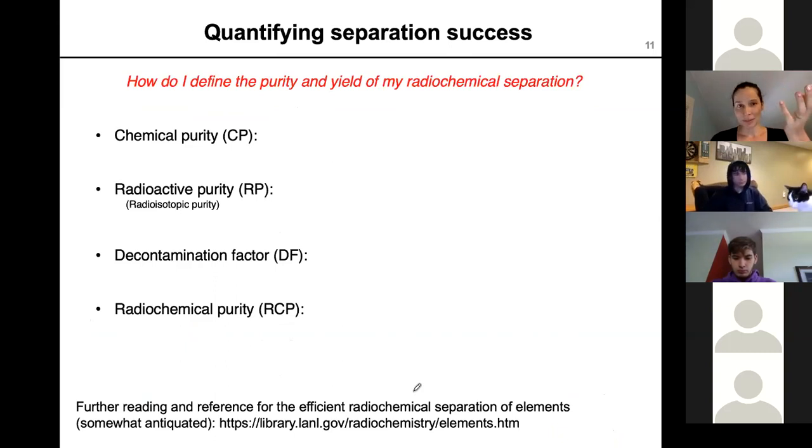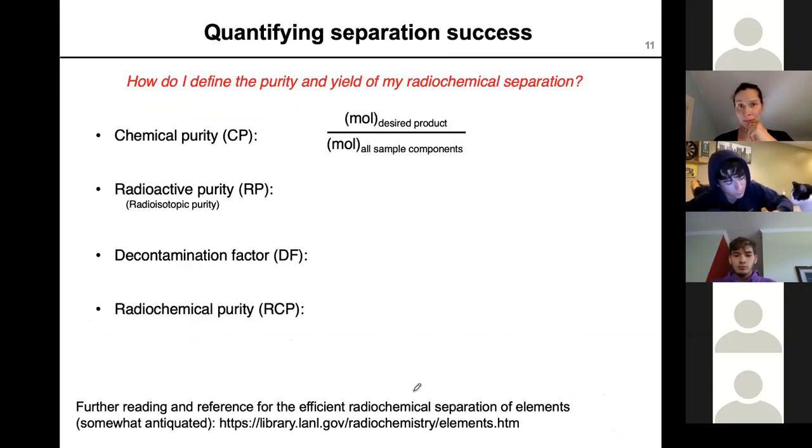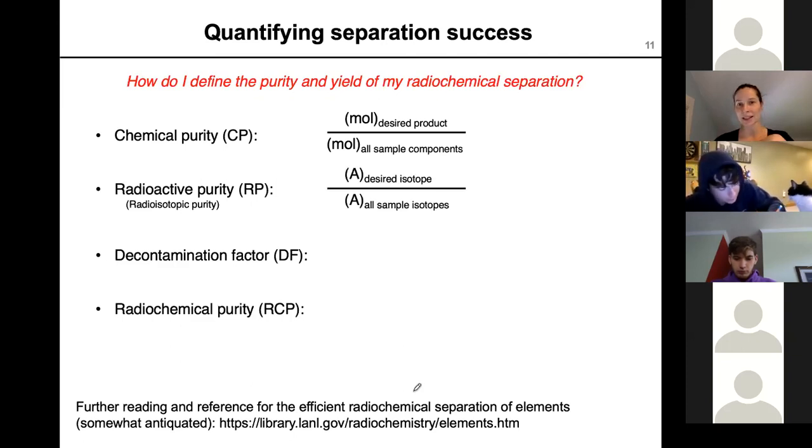How do we define purity and yield of different separations or purifications? When we talk about the chemical purity of a sample, we take the ratio of the moles of the desired product over the moles of all sample components. That's our chemical purity. The radioactive purity, sometimes also called radioisotopic purity, tells us the activity of the desired isotope over the activity of all sample isotopes.